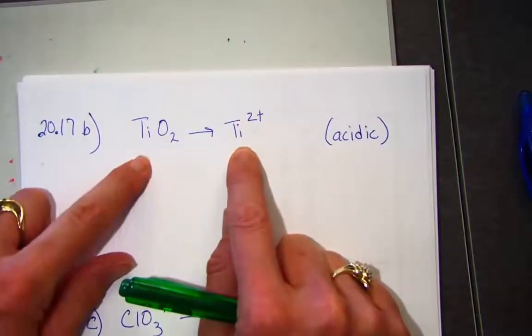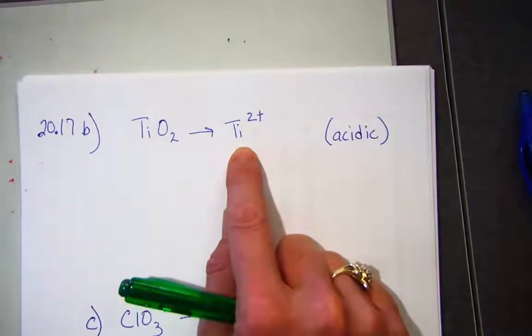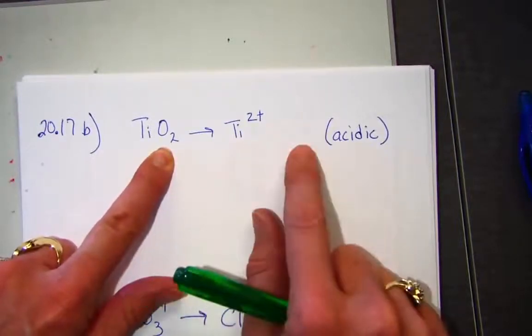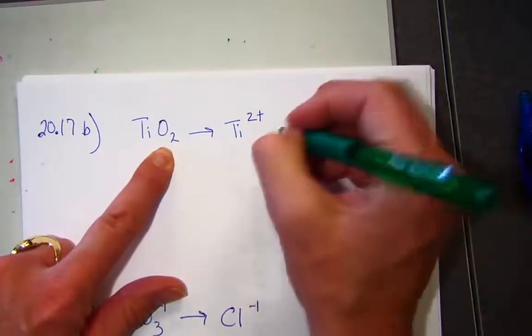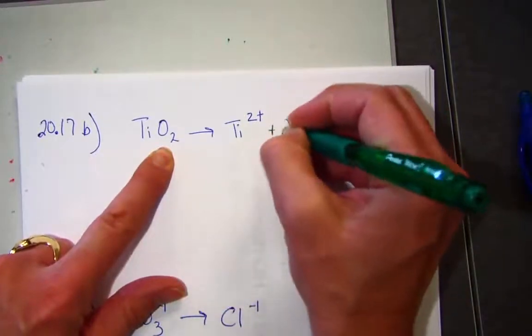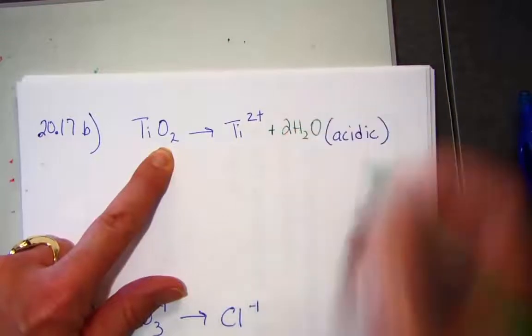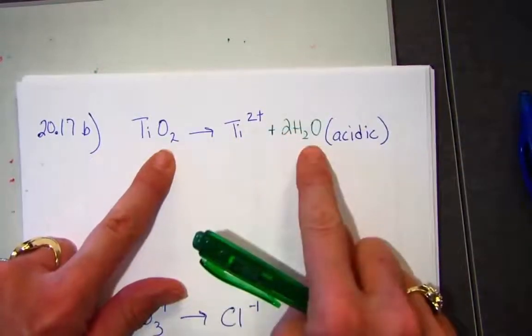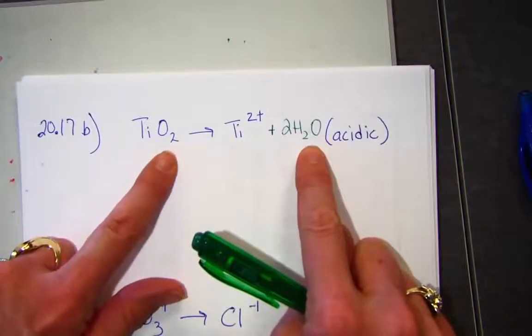Well, the titaniums are balanced, so that's good. Rule 3, balance oxygens with water. If I have 2 oxygens on the left and no oxygens on the right, I'm going to balance this by adding 2 neutral waters. Balance the oxygens with water. Now I have the same number of O's on the left as the right.